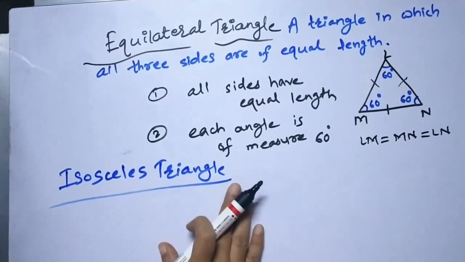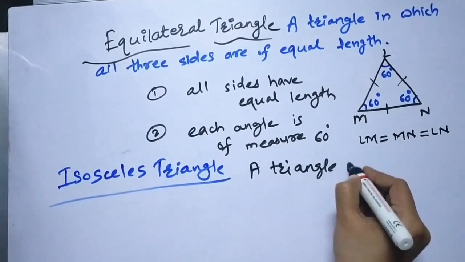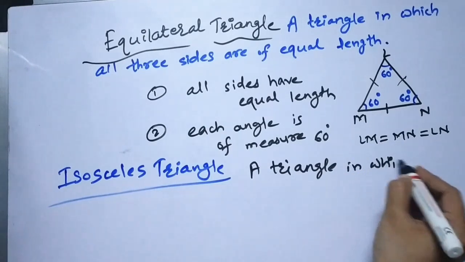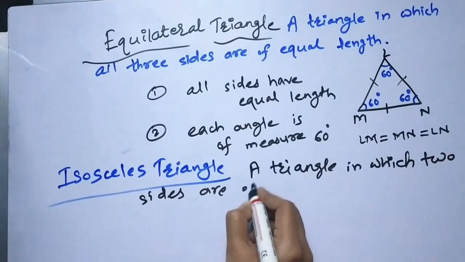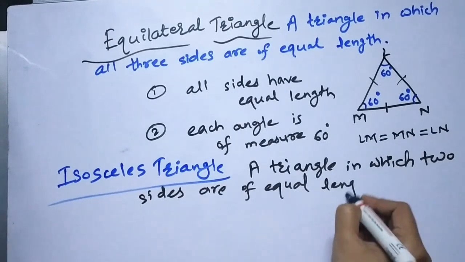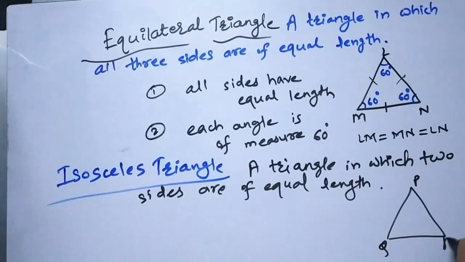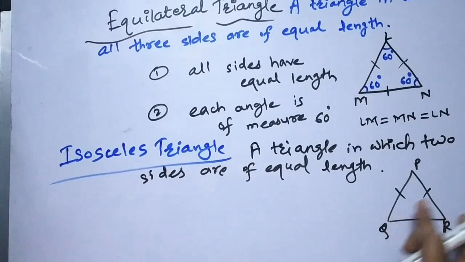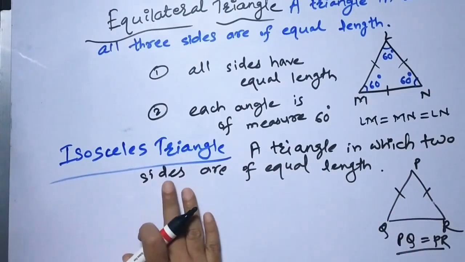So friends, now the isosceles triangle. A triangle in which only two sides are of equal length, such a triangle you can call an isosceles triangle. Suppose this is a triangle PQR, and this side is equal to this side. The same marking indicates sides of similar length. So here PQ is equal to PR. These two sides are equal. Such a triangle is called an isosceles triangle.